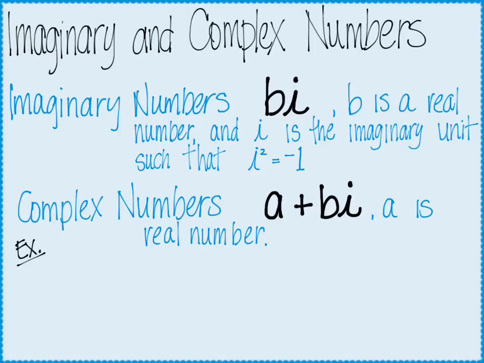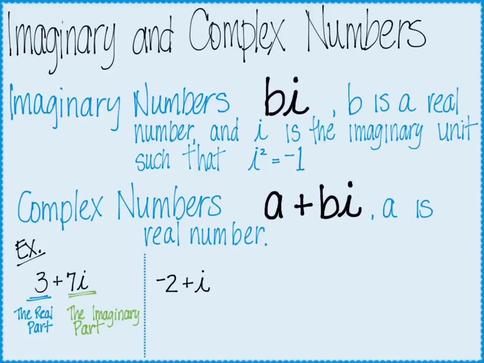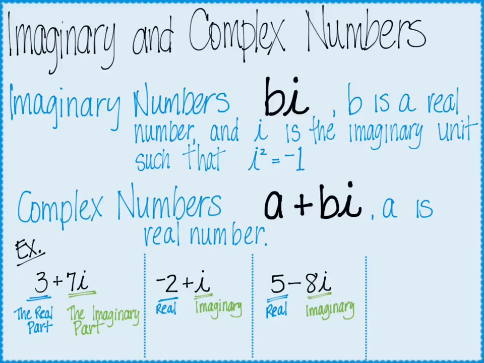Now here are some examples of complex numbers. I've got 3 plus 7i. 3 is called the real part, and 7i is the imaginary part. Here's another one, -2 plus i, and -2 is the real part. The i is 1i. Just like when we talk about x, we don't write 1x, we don't write 1i. It's just i, and that's the imaginary part. Here I've got 5 minus 8i. 5 is the real part, and -8i, the minus goes with it, is the imaginary part.